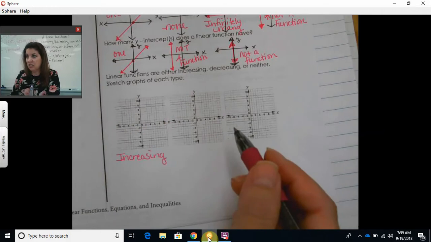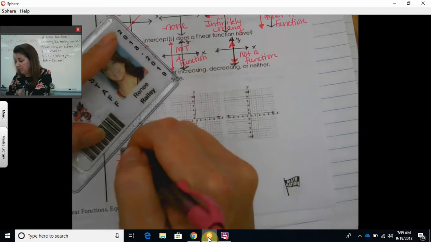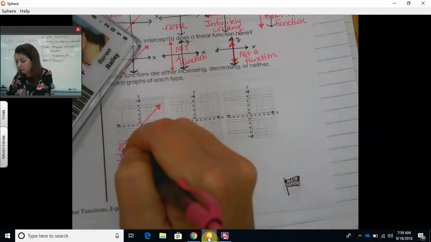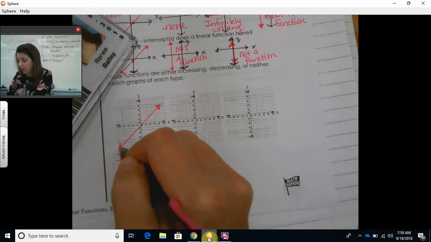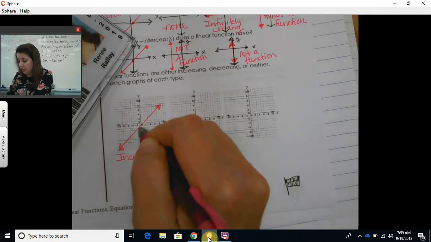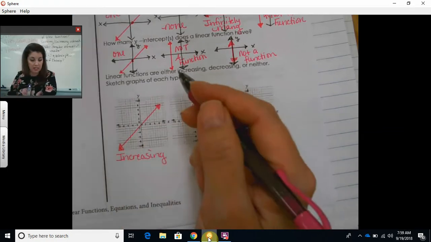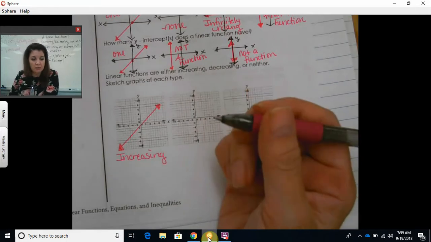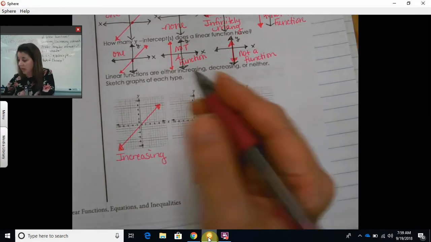So a linear function does not change directions. It's either increasing or decreasing. So an example of an increasing function, as I'm going to the right, as x increases, y increases. That would be an increasing linear function. Does that have a positive slope or a negative slope? Or neither? It's a positive slope, right?